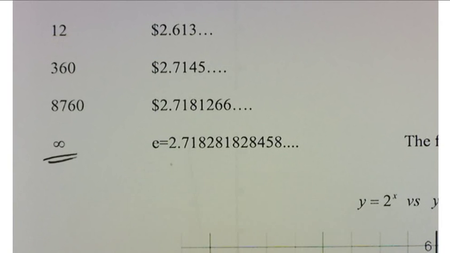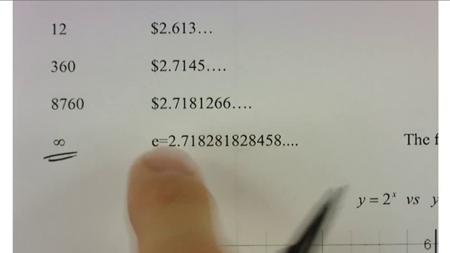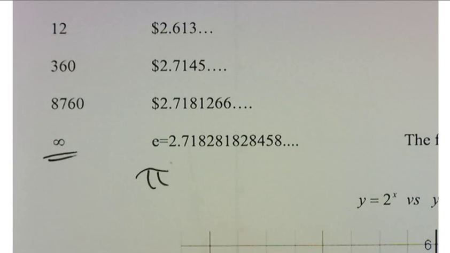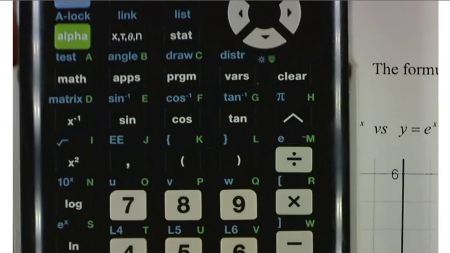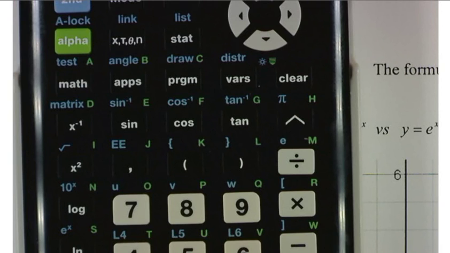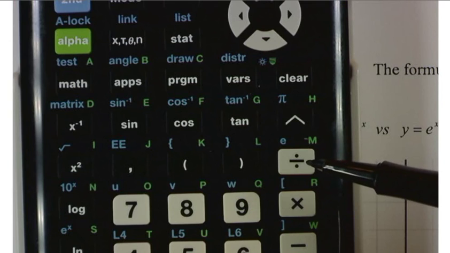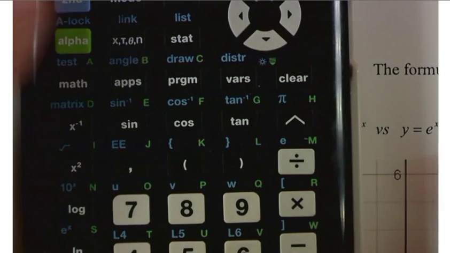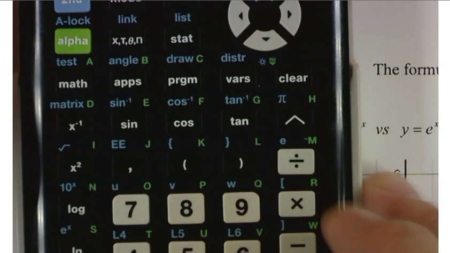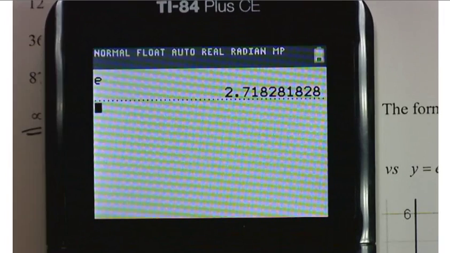Now, other than the number pi, E is the most important natural constant that you're going to run into. And it's actually programmed on your calculator. You can find it in a couple places. So let's take a look at it on the graphing calculator. On the graphing calculator, you can find it in 2 places. It's right above the division sign. So how would you get that to print out on your calculator? Second and then division sign will give you E. And you should be able to get that.